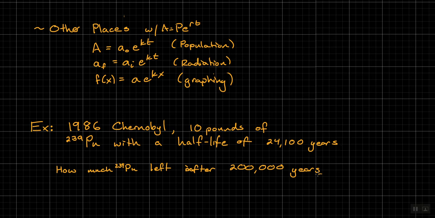So check it out. After the first cycle, how much plutonium is left? We started with 10 pounds. We're at 5 pounds, right? That's one cycle. Another 25,000 years.